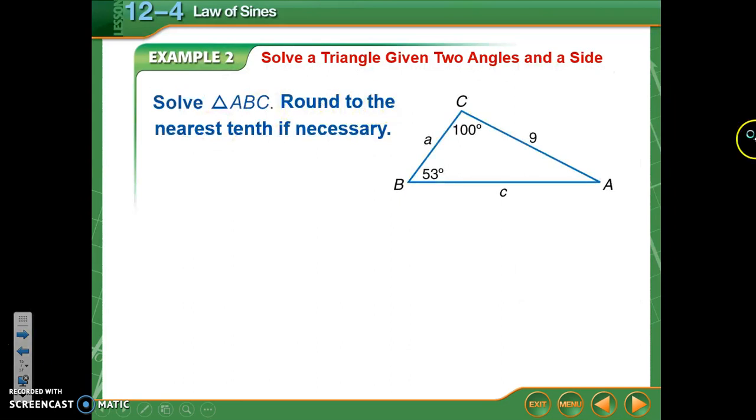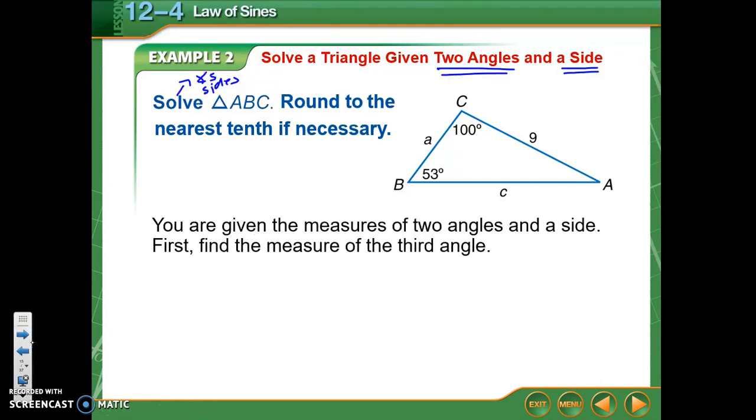So we're going to start with the case where I'm given two angles and one opposite side. So I'm going to solve this triangle. Solving a triangle means I solve for all three angles and all three sides. So I'm not done until I know all 6 pieces of information about my triangle.